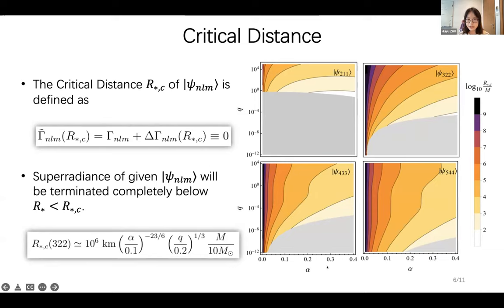So here alpha is the gravitational fine structure constant we defined before, which is G M_B mu. And Q is the ratio of the mass of the binary companion and the black hole. So in this graph, we can see that for smaller alpha, that is a smaller mass of the boson, or bigger Q, that is the bigger ratio of the binary companion and the black hole, we will have bigger critical distance, which means the system will be more unstable because it is more possible for us to get into the critical distance.